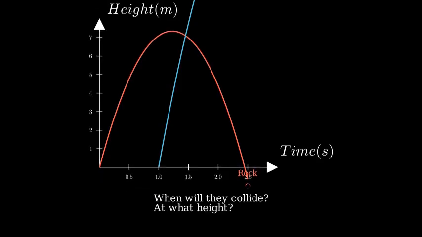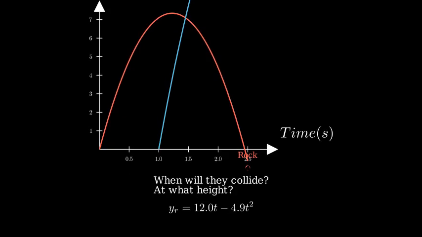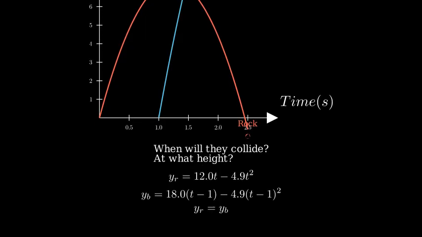Let's write the position equations for both objects. For the rock, its position is equal to its initial velocity times time, minus 1/2 gt squared, where g is 9.8 meters per second squared. For the ball, we need to account for its 1 second delay, so we use t minus 1 in place of t. For them to collide, their positions must be equal.